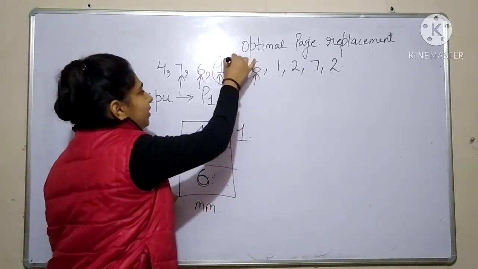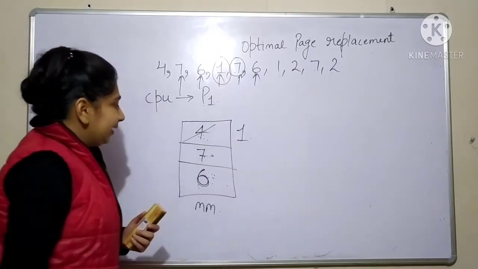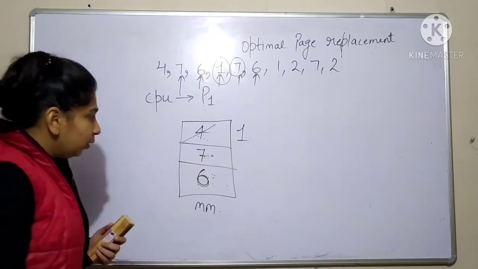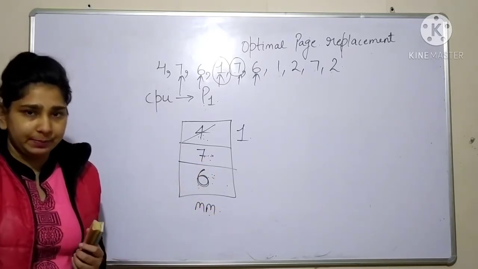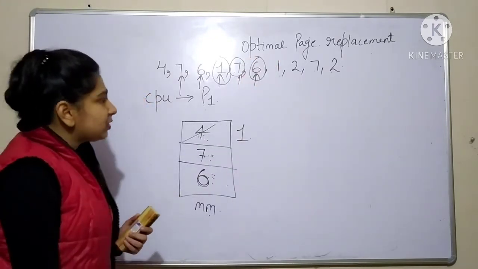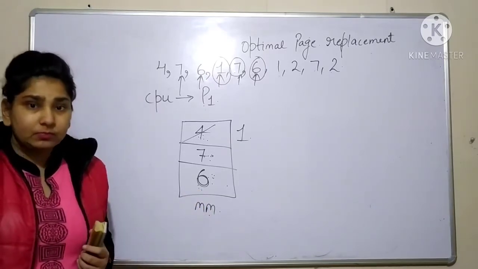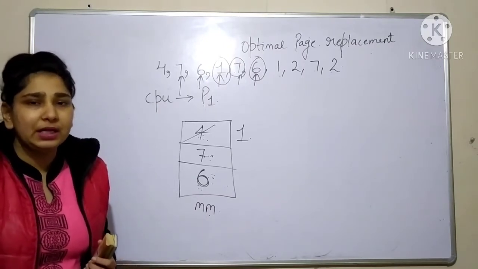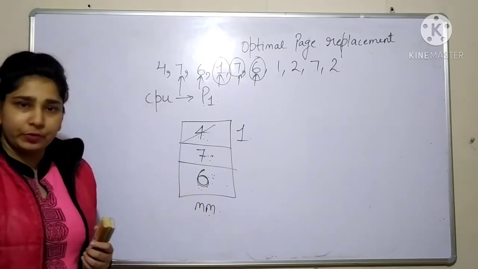Next, we have 7th page. Your CPU wants to get page 7 and this 7th page is also present in the main memory. So we don't want to swap out this page from main memory. Okay, next we have the 6th page. This 6th page is also present in the main memory. We don't need to load this page again into the main memory.